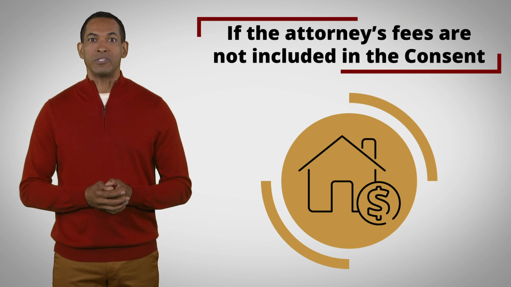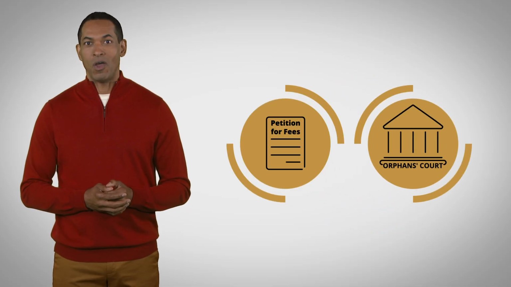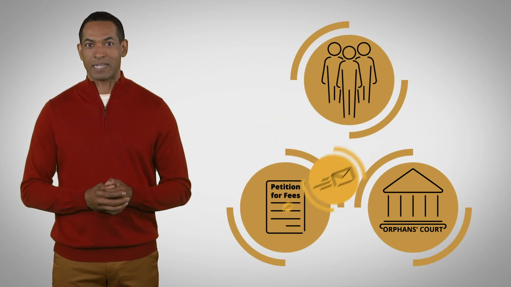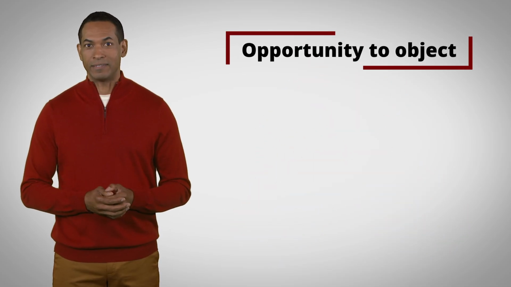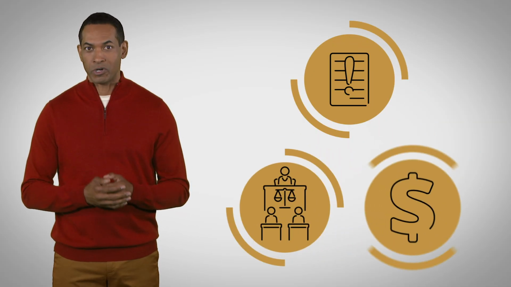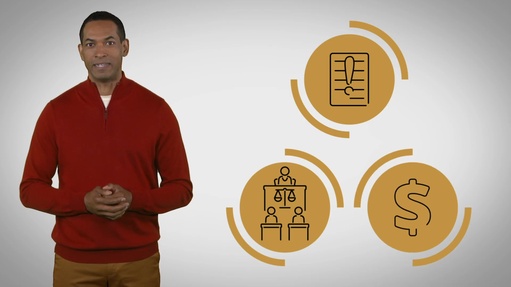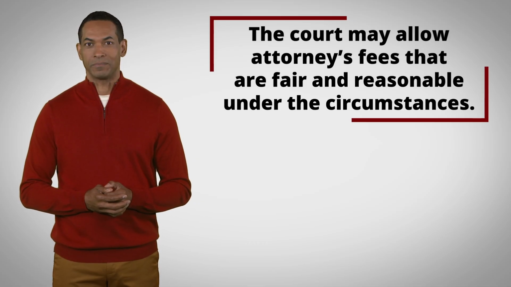If the attorney's fees are not included in the consent, the lawyer may file a petition for fees with the Orphans Court. All interested persons are sent a copy of the petition. This gives them the opportunity to object. If an interested person files an objection, the court will hold a hearing and determine whether the attorney's fees requested should be adjusted. The court may allow attorney's fees that are fair and reasonable under the circumstances.